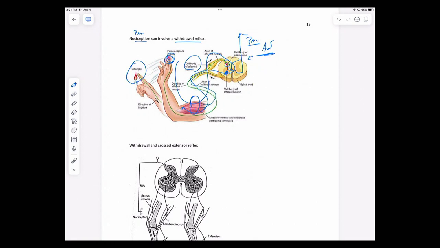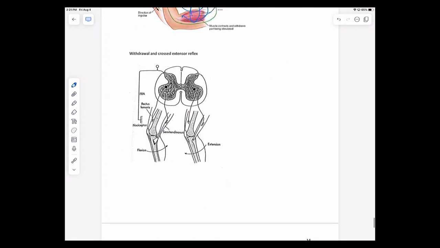So you grab a hot pot, you're pulling away just a few milliseconds before you actually are aware that you touched something hot. So I think that's kind of cool. But that is involving a withdrawal reflex. What is also really interesting is you can have a withdrawal crossed extensor reflex. Now, in this situation, again, this is the spinal cord, this is dorsal, this is ventral, or we could say this is posterior, this is anterior, and you've got your dorsal horn and your ventral horn of your spinal cord.